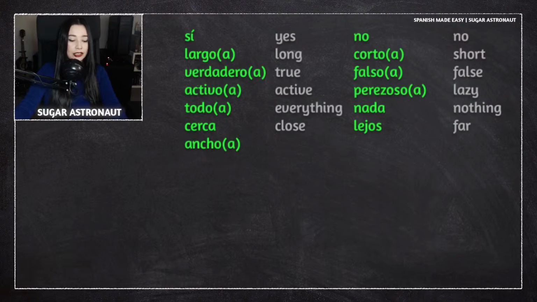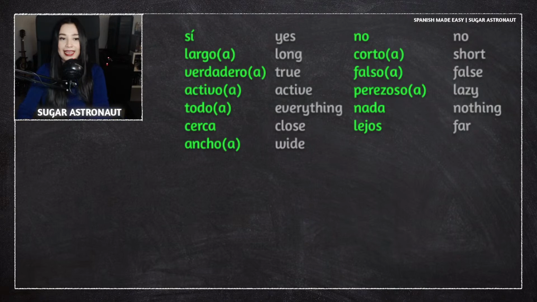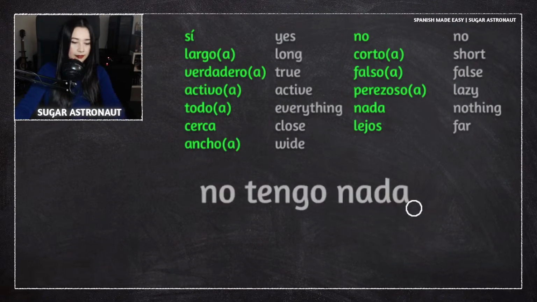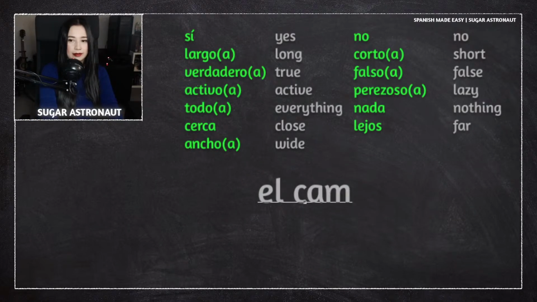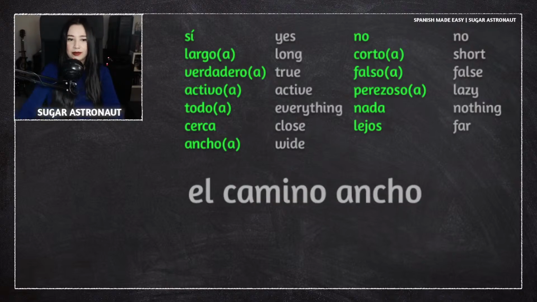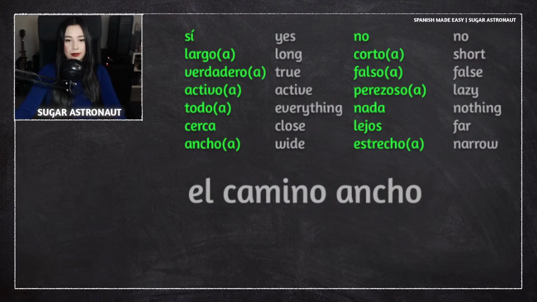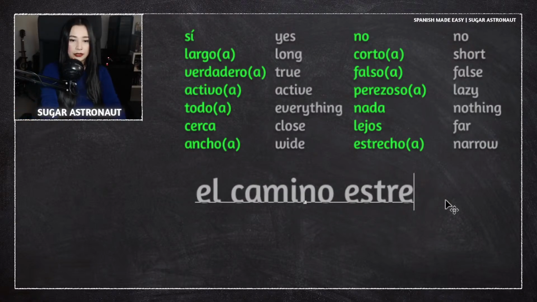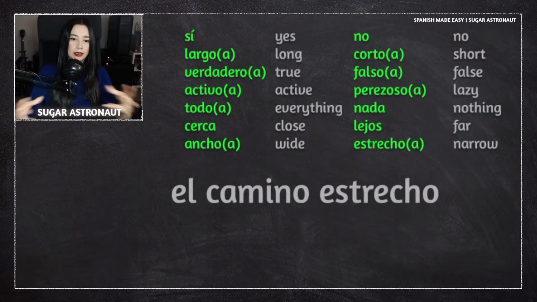Ancho. Ancho means wide. Okay. Ancho can be feminine, ancha. It can also be plural. Anchos, anchas. Okay. And that means wide. El camino ancho. Oh my God, sorry. El camino ancho. The wide road. Okay. The opposite, guys, you know what it is, narrow. But how do you say it in Spanish? Estrecho. Estrecho, estrecha. Narrow. Okay. El camino estrecho. The narrow road.